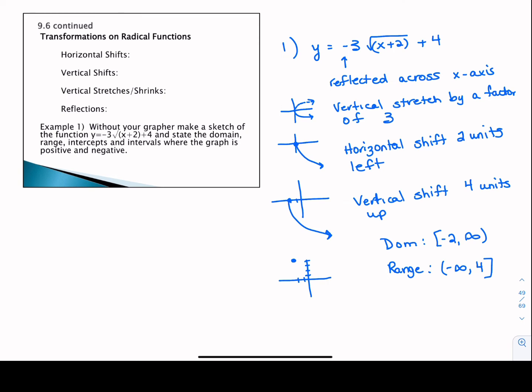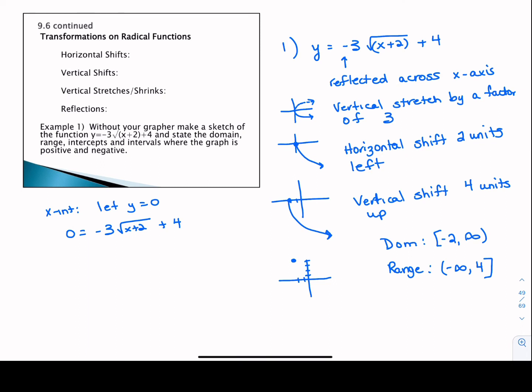Now we also wanted to talk about where the intercepts are. So over in the margin, we're going to remind you of how to find an x-intercept. When I want to find an x-intercept for any function, I know I have to let y equal 0 and solve that equation. So if we go back to the original equation, we have 0 equals -3 times the square root of x plus 2, all plus 4. So this is an equation we now need to solve.